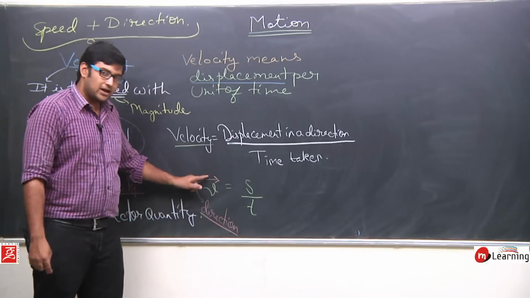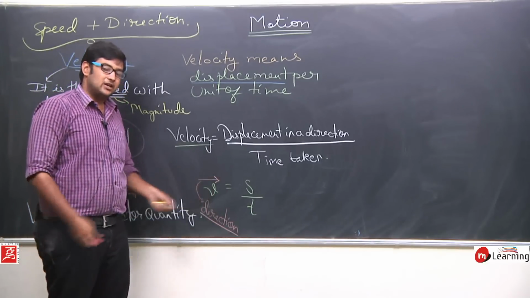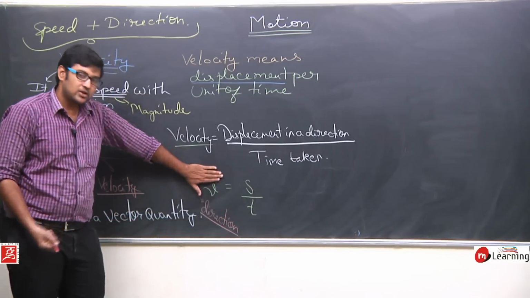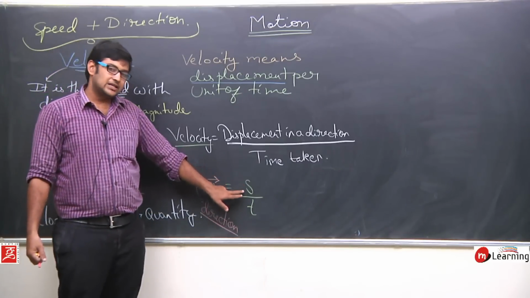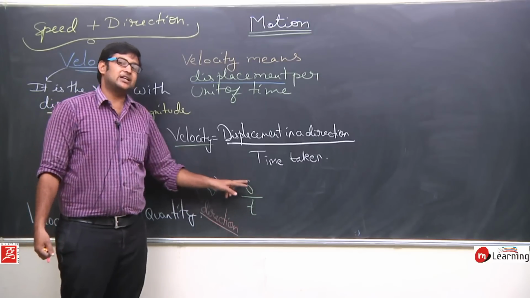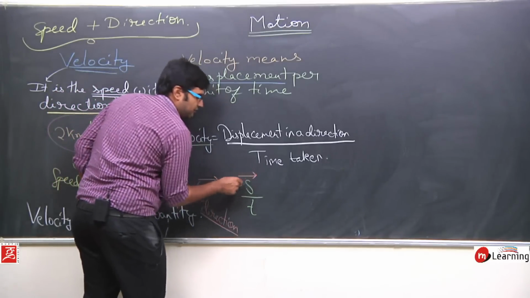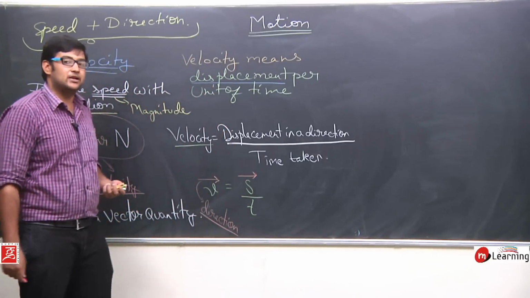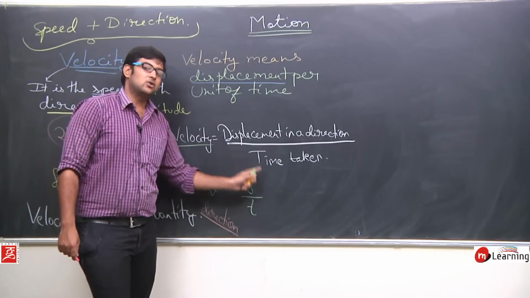So V bar, V with an arrow, means this is a velocity. If I talk about only V, V represents speed. Similarly, if I am just writing S, it represents distance, but if I put an arrow on it, it becomes displacement, because this S represents a vector quantity.